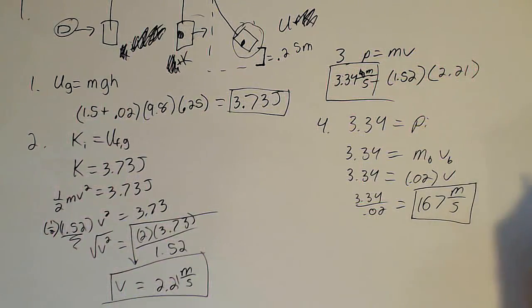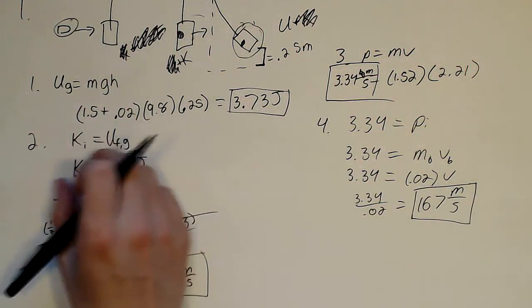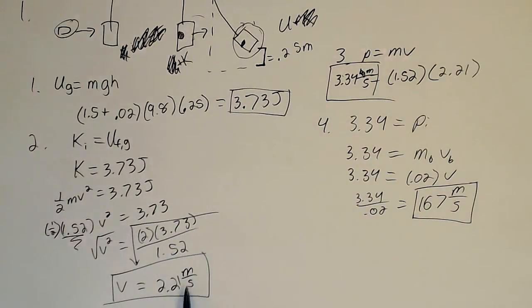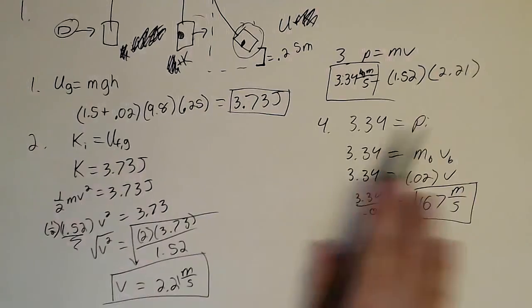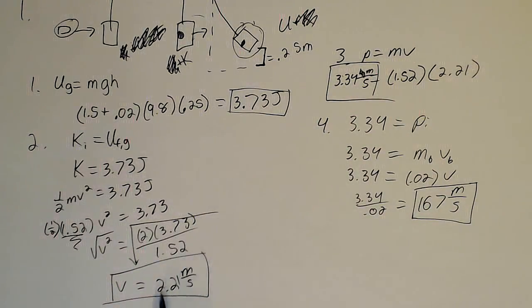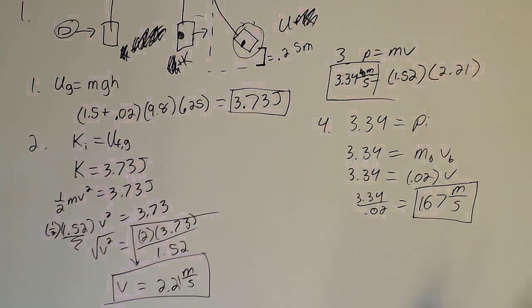And this answer should make sense to you, because if you have a small object moving really fast and it hits a larger object and they stick together, then they're going to have the same momentum. The sums of their momentum will be the same, but the velocity of that larger system is going to be a lot lower. 167 down to 2.21.